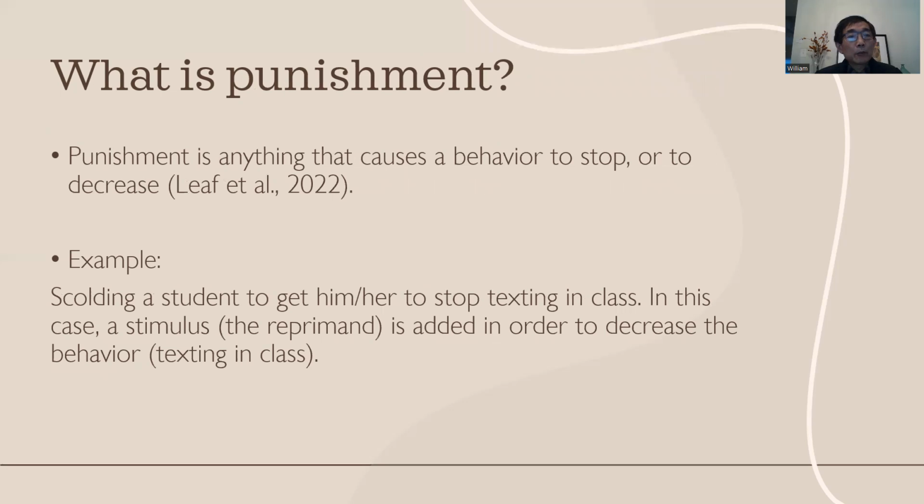So what is punishment? Punishment is anything that causes the behavior to stop or to decrease. Example, scolding a student to get him or her to stop texting in class. In this case, a stimulus, the reprimand, is added in order to decrease the behavior of texting.